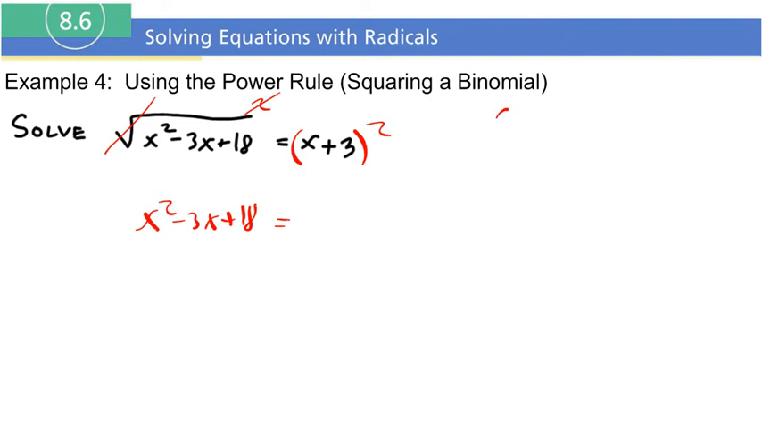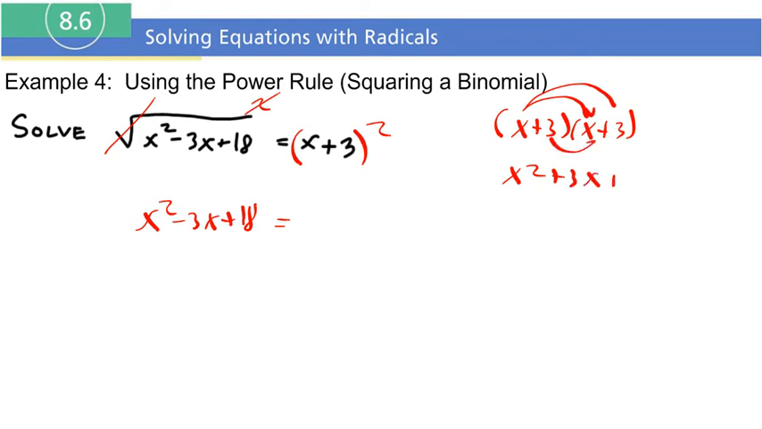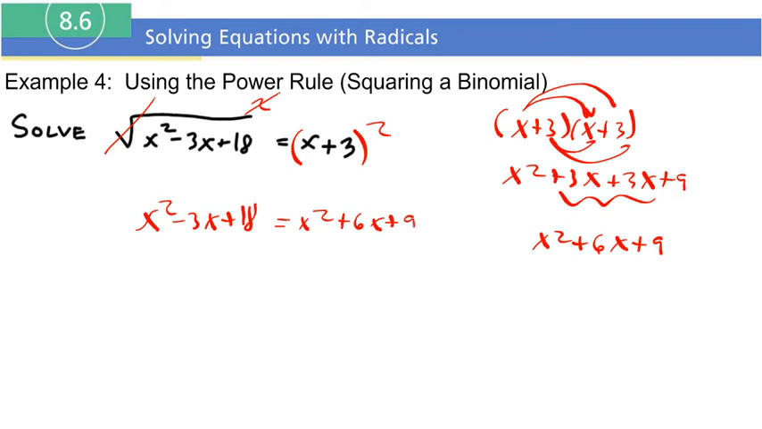So we can do that on the side of our paper, x plus 3 times x plus 3. Doing the FOIL method, our first term, I get x squared. And we do our outside term, I get plus 3x. Then I do the inside term, I get 3x. And then I do the last term, I get plus 9. And our middle terms, we can combine together, 3x plus 3x. So I get x squared plus 6x plus 9. Okay, so I can replace this whole thing with x squared plus 6x plus 9.